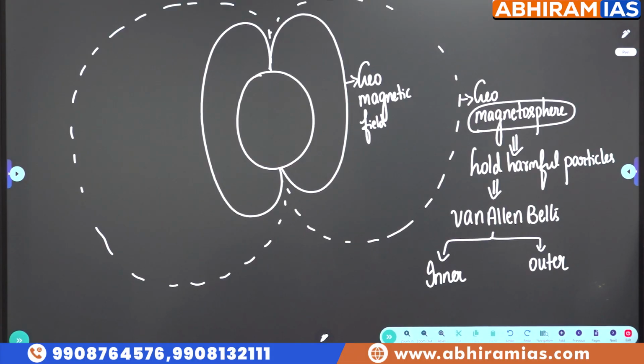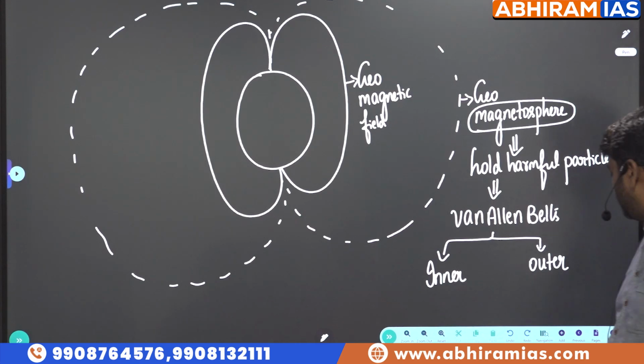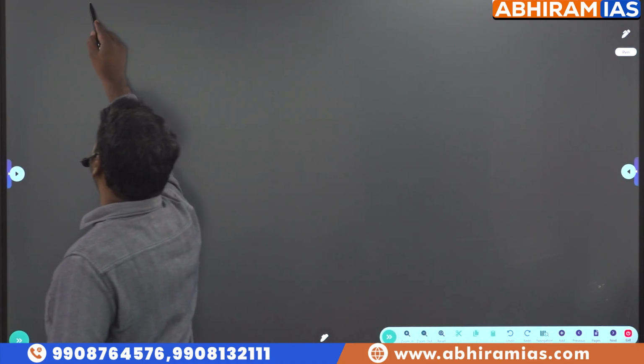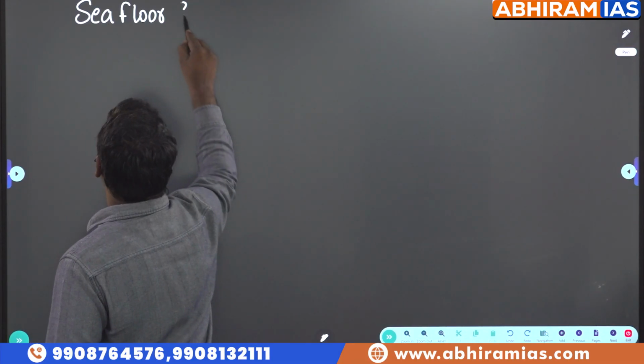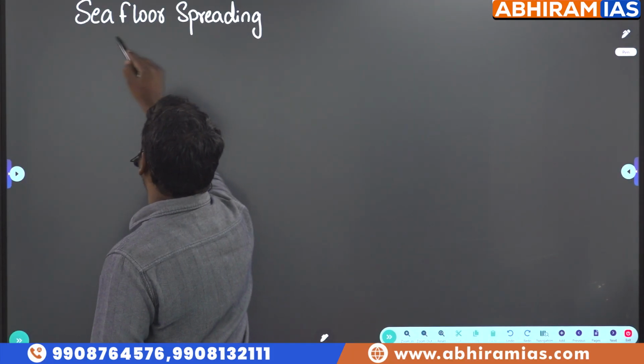Okay, two things is, one is what? Auroras are due to interaction between solar wind and geomagnetic field. Second, magnetosphere holds harmful particles called Van Allen belts. Fine. Next, shall I? Sea floor spreading.